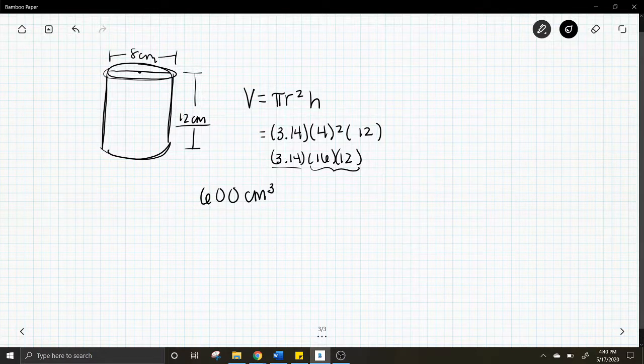All right. So that is the lesson today. Pretty simple, especially if you just remember this little formula, then you can plug in whatever they give you for volume.